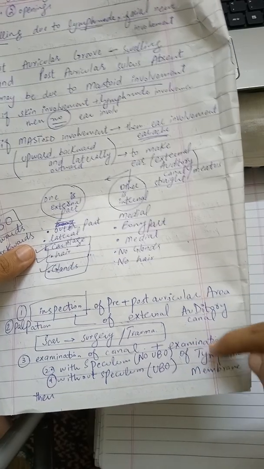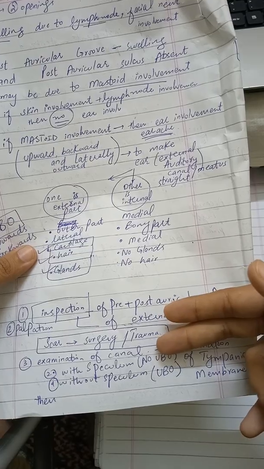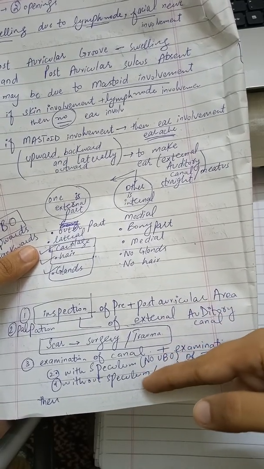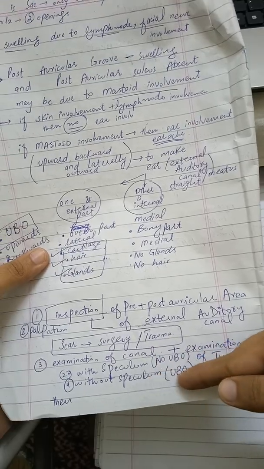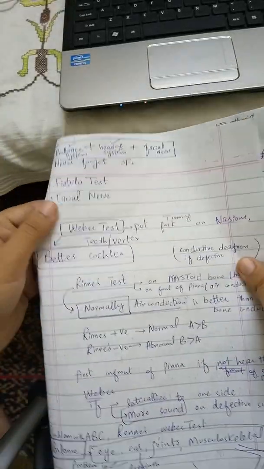Then examination of the external auditory canal and the tympanic membrane, which is also known as the eardrum, without speculum and with speculum. First without speculum, by pulling the pinna upward, backward, and outward, and then with the speculum.